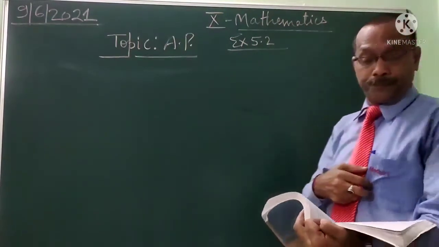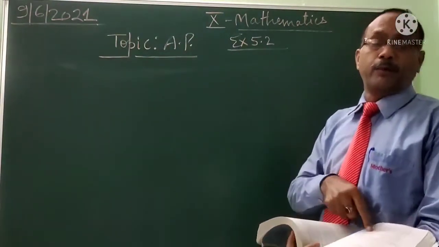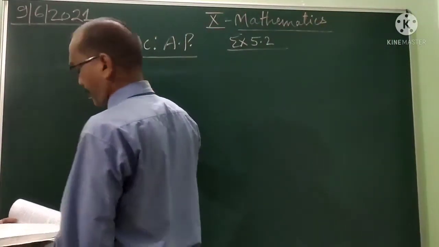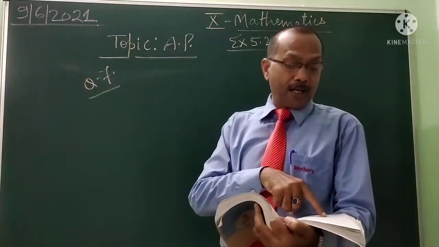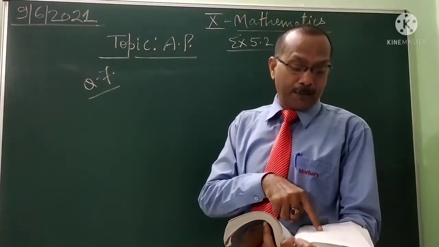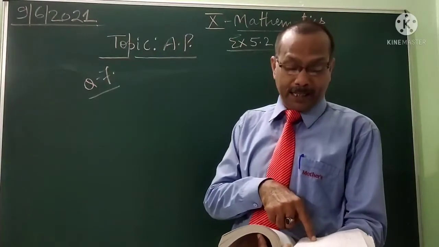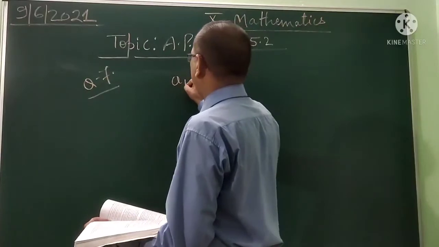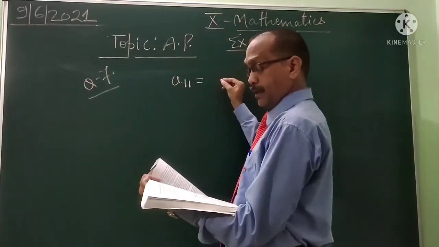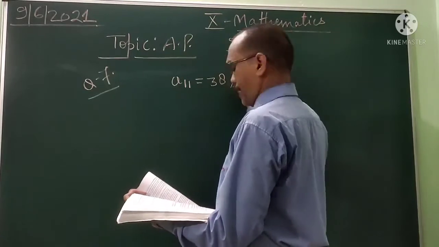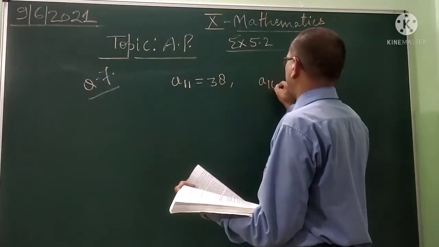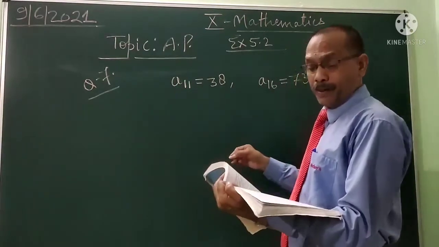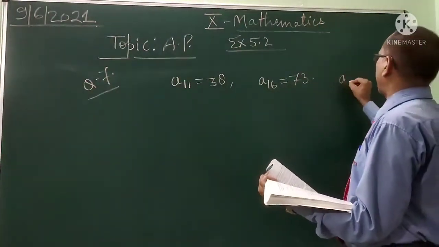Student, now question number 7. You will try question 6 yourself. The question is, find the 31st term of the AP whose 11th term is 38 and the 16th term is 73. Here, a11 is given as 38 and a16 is 73. We will find a31.